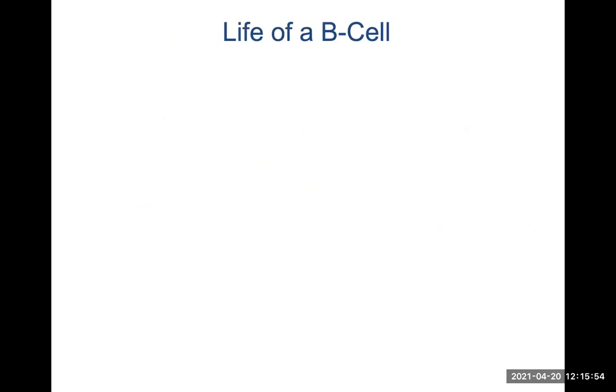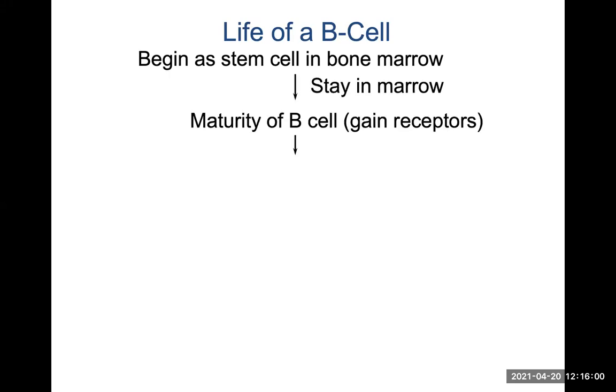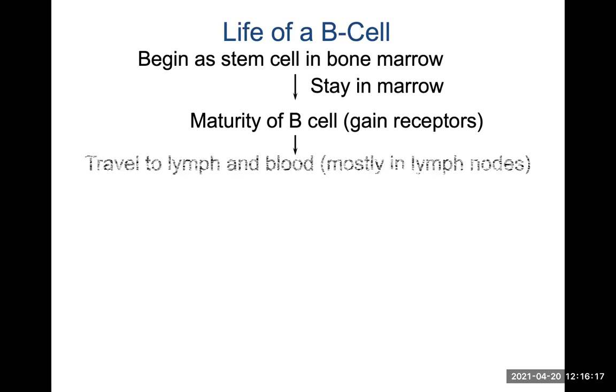So a little bit more about B cells. So we just said they begin in the bone marrow, they stay in the bone marrow, they mature in the bone marrow. When they are mature, they have their receptors, and we've checked to make sure that those receptors will only respond to foreign antigen, will not respond to any of the cells of our body to prevent autoimmunity, right? It'll then travel to the lymph. Some of it will be in the blood system, but most of it will be in the lymph, right?